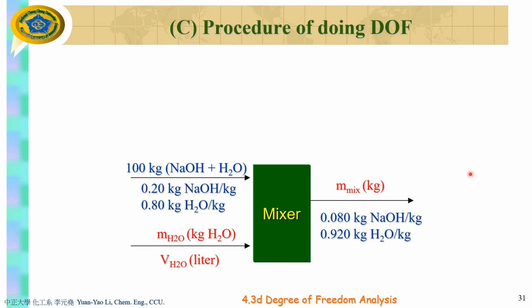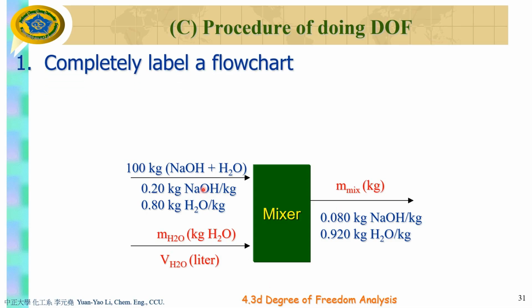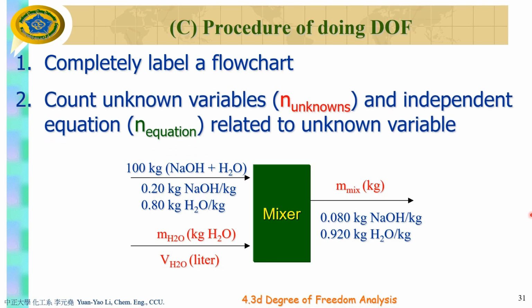Okay? So the procedure of doing DOF, which stands for degree of freedom. In this case, of course, you need to complete all the information in the flowchart, including knowns and unknowns. Okay? And then you have to count the unknown variables. You have to count how many unknowns. For example, in this case, you have 3: 1, 2, 3 here.